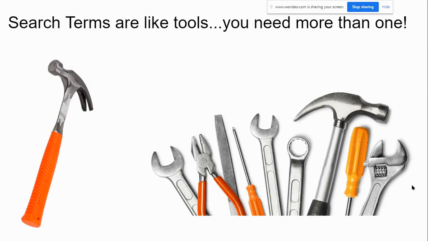Search terms are like tools. You need more than one. So it's not enough to just use your topic. For example, if I'm researching bluebirds, it's not enough for me just to use a hammer like the word bluebirds. I'm going to need a whole toolbox of terms related to bluebirds in order to fully understand them. I'm going to need to know about where they live, what they eat, what the threats are to them, how they migrate, how they raise their young. I'm going to need to know that sort of thing and search all of those sorts of things to get a full understanding of my topic.